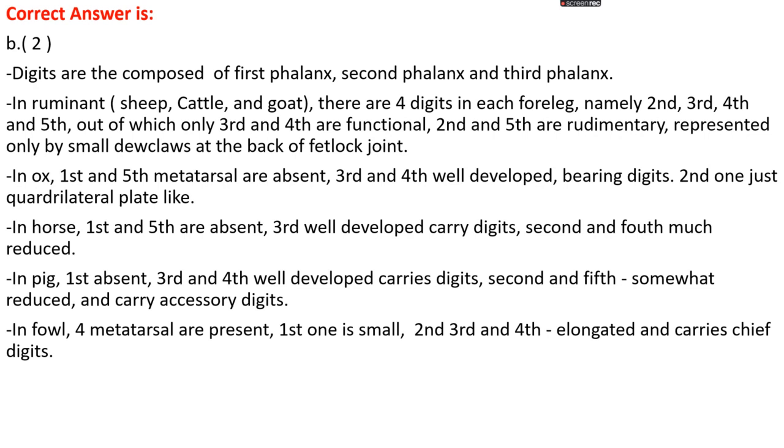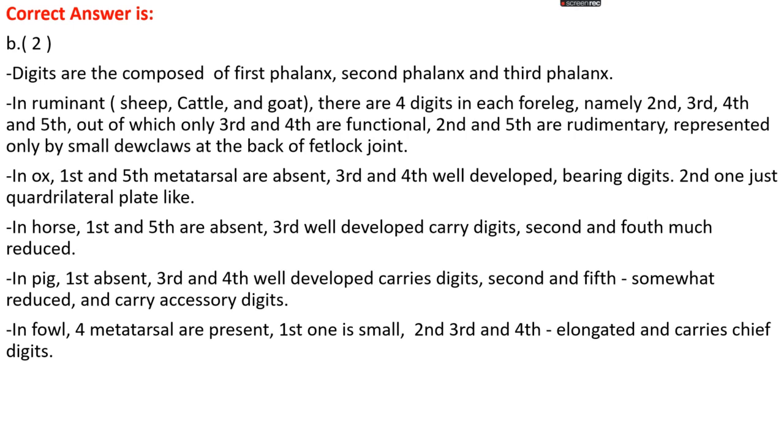But if we talk about the digits of the hind limbs, then in case of ox, the first and fifth metatarsals are absent, and the third and fourth metatarsals are well developed and bear digits, while the second is just a quadrilateral plate-like bone. Okay, in case of horse, the first and fifth are absent, the third is well developed and carries digits, and the second and fourth are much reduced.